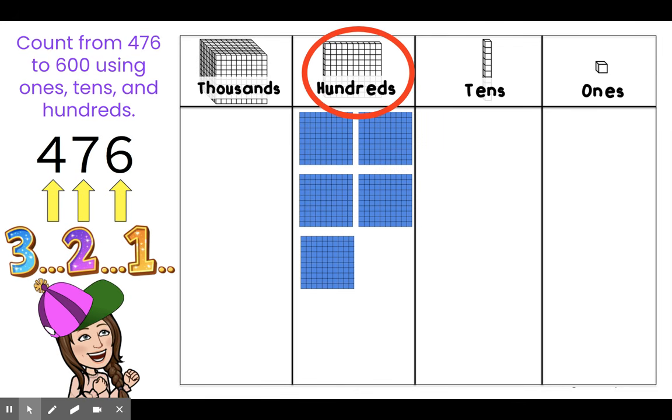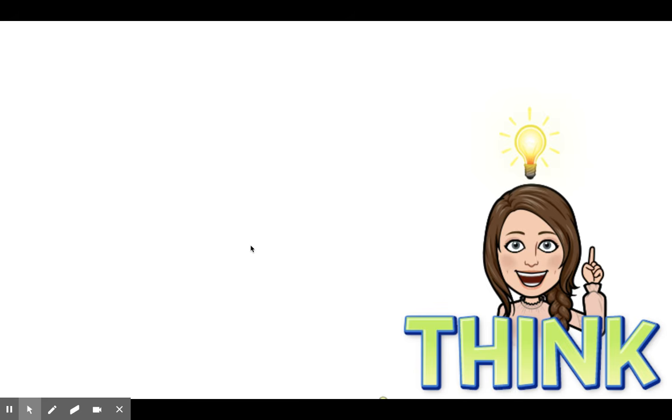Count with me. We're at 500. We're going to add one more 100, and now we have 600. We did it. We made it. We counted from 476 to 600. Let's think about how we got there. We started with the number 476. Do you remember the steps we took first? If you said we counted by ones first, you're right.